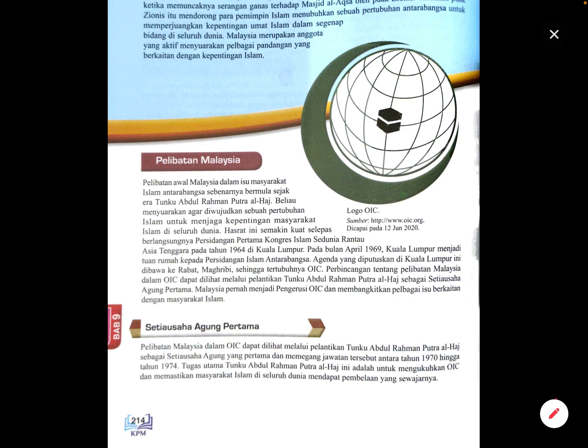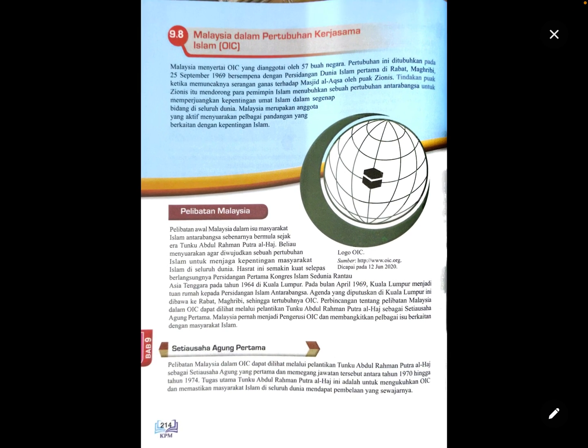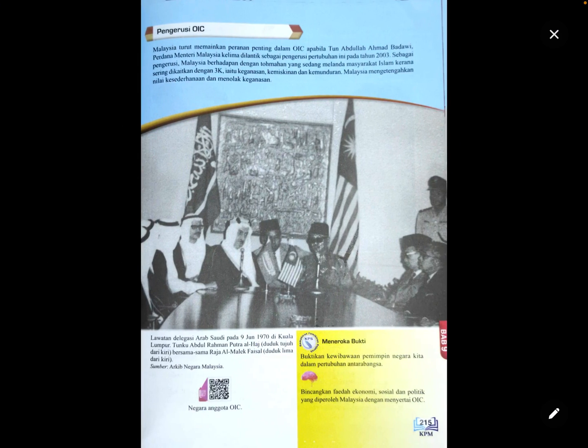So what was Tunku Abdul Rahman's job? His job was to memastikan masyarakat Islam di seluruh dunia mendapat pembelaan yang sewajarnya. In other words, his main job was to make sure that all the Muslims in the world, all the Islamic countries, are able to get the justice they deserve, like Palestine.